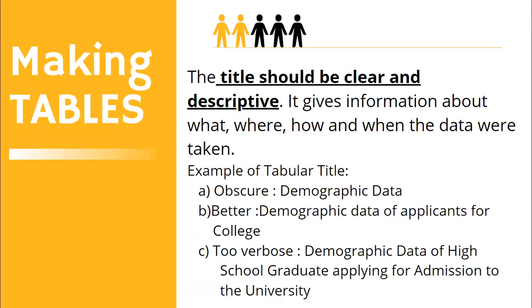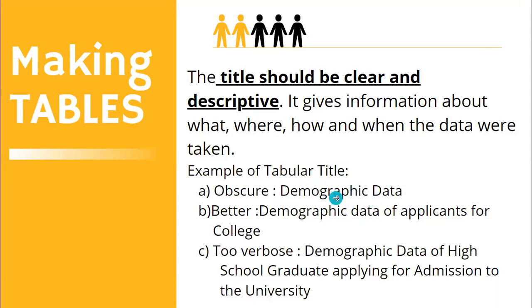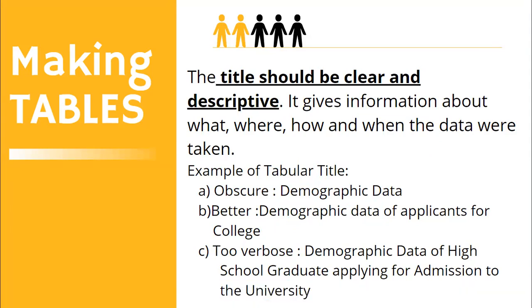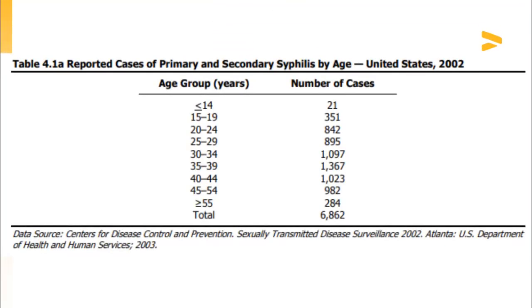So the title should be clear and descriptive. It should give information about what, where, how, and when the data were taken. Obscure would be "demographic data", which is lacking. What about the demographic data? Are you putting that in the table? It must be complete. A better title would be "demographic data of applicants for college." Too verbose or too wordy would be "demographic data of high school undergrad applying for admission to the university." Okay, so for example, we go back to that same table.